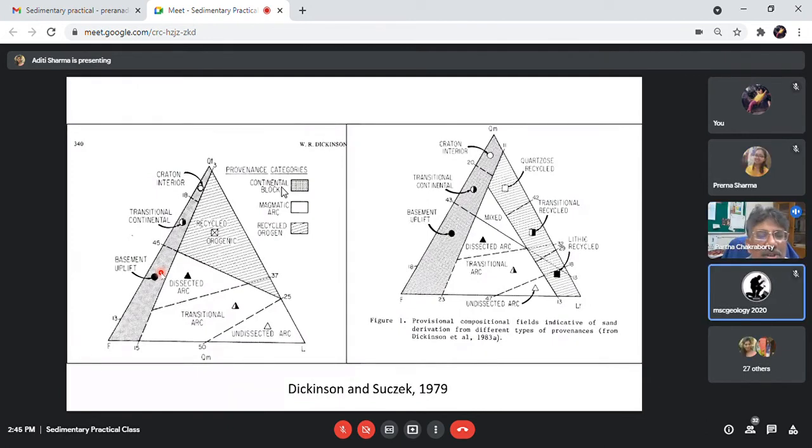So now she is describing how we mark craton interior, on what basis, transitional. So first listen to her and try to understand, before we go to the problem, how we mark the field. This is what she is describing. Okay, Aditi, you go on.